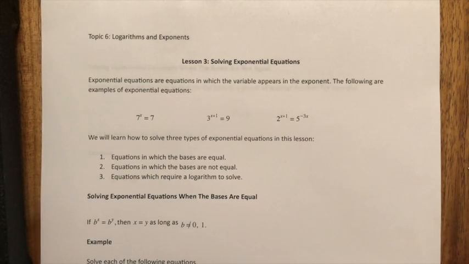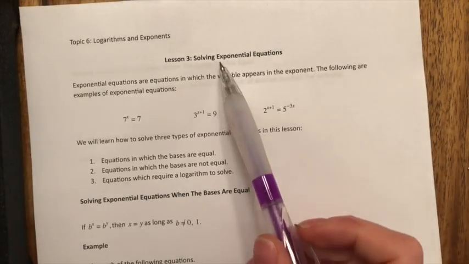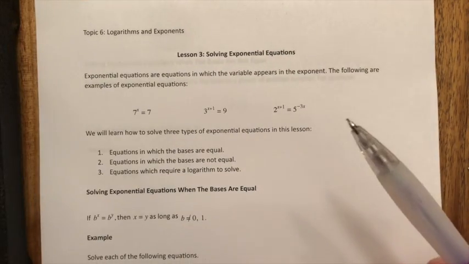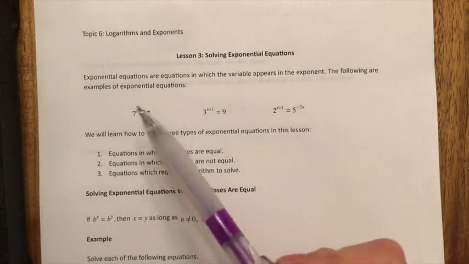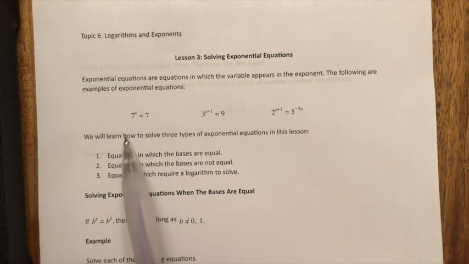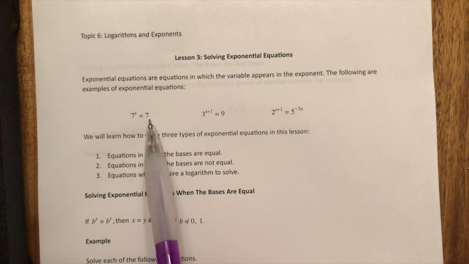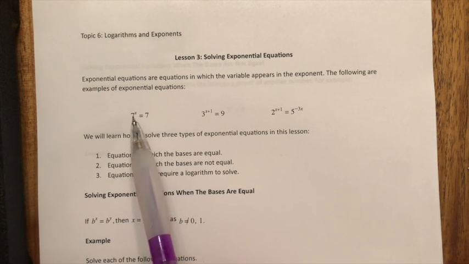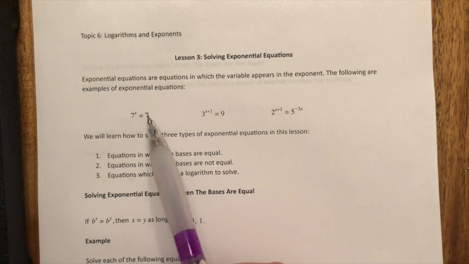Okay, so in this lesson we're going to look at solving exponential and logarithmic equations. Really we're only solving exponential equations, and we're using logs to do that. Exponential equations are equations in which the variable appears in the exponent. The following are examples. So we've got 7 to the x equals 7. In this case, x would have to be equal to 1, otherwise 7 wouldn't equal 7.